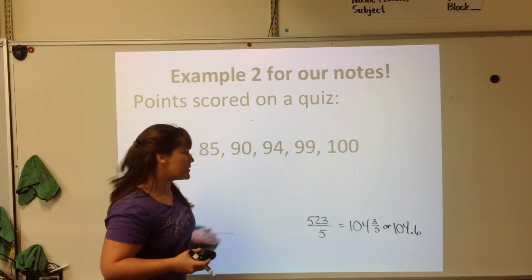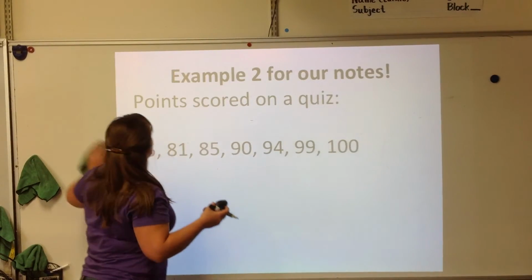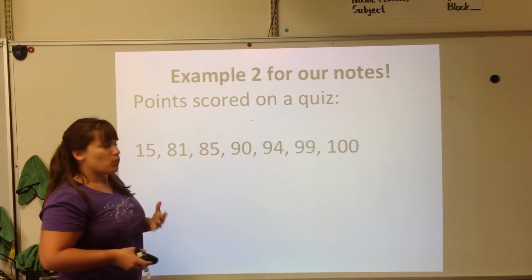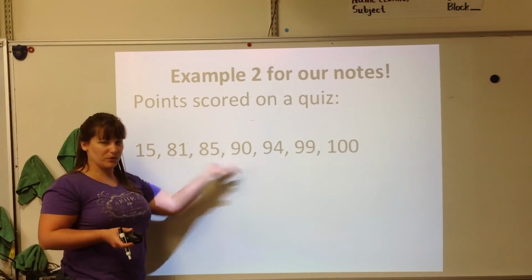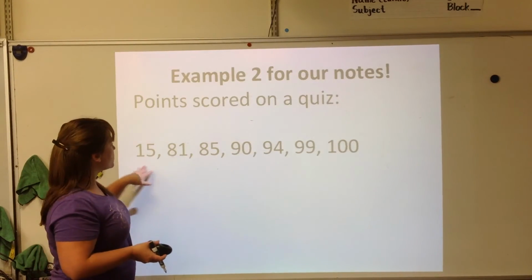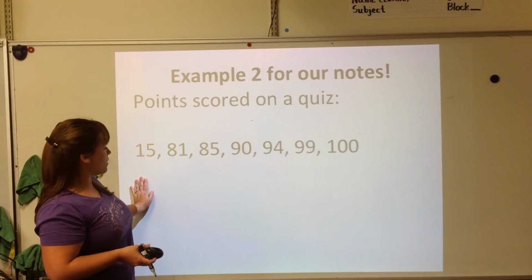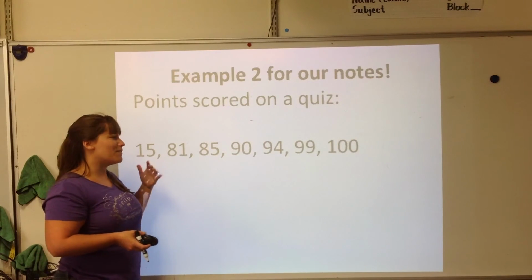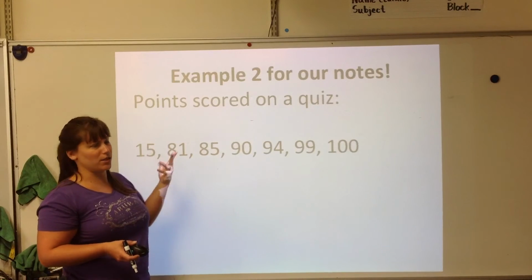Example 2 is just a list of numbers. The context is that they are describing the number of points scored on a quiz. Again, we have to do the same thing. Which measure of center should we pick to represent these numbers? Mean, median, or mode. So let's look. Are there any repeating numbers for that mode to be a good choice? I don't see any, just like before. Again, for mode, there has to be at least half being the same for you to even consider it.